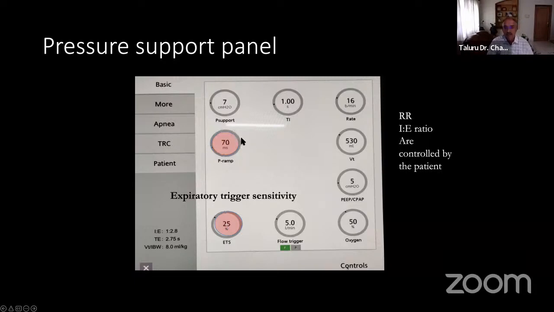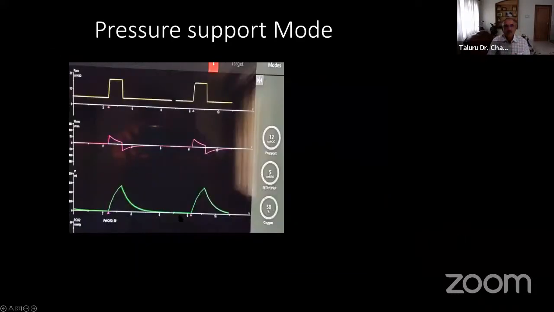This is the ramp, the rise time. This is the expiratory trigger sensitivity. These are the two settings you can adjust. So how to alter them? Rise time is increased to increase the flow, and expiratory trigger sensitivity is adjusted to shorten the inspiratory time. I'll show you how.